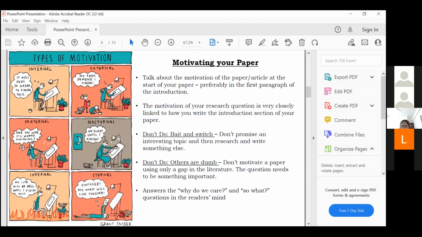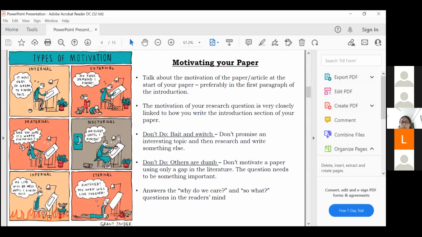So how do you motivate questions? How do you motivate your paper? There are a few common ways to do it. You talk about the question, and I'll talk about how to frame the question that you can write. But there are some things that you should not do.